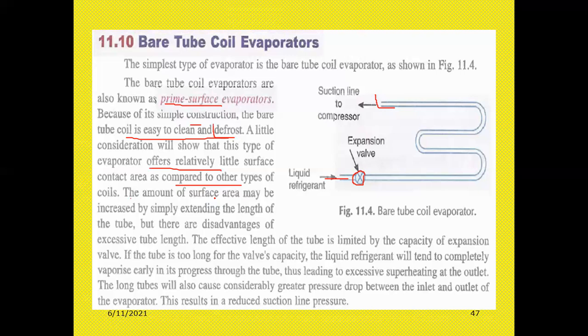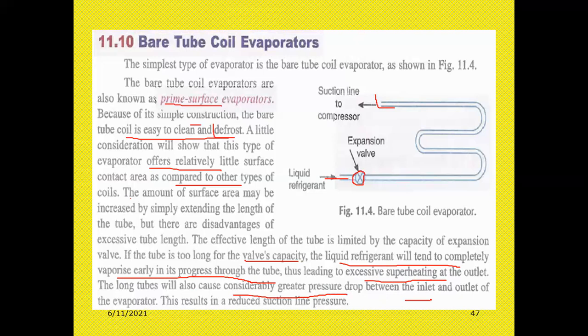If the tube is too long for a valve's capacity, the liquid refrigerant will tend to be completely vaporized early in its progress through the tube. So, there is excessive superheating at the outlet. The long tubes will also cause considerably greater pressure drop between the inlet and outlet of the evaporator. This reduces suction line pressure.